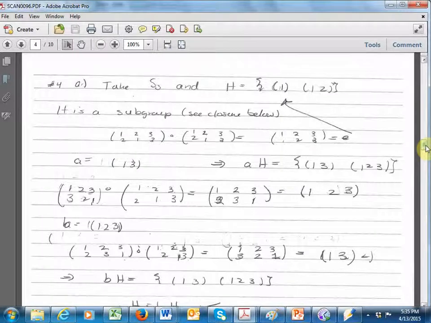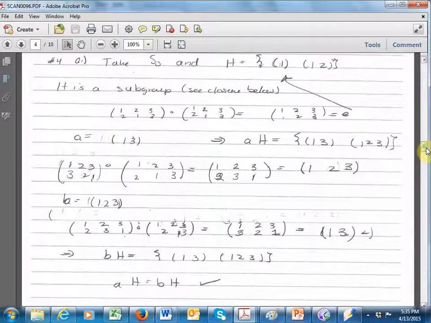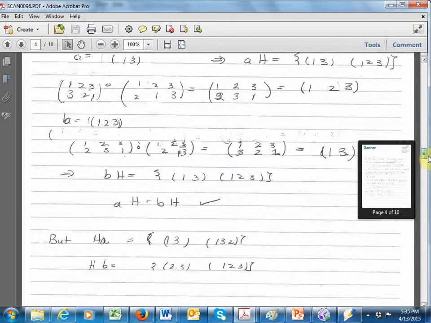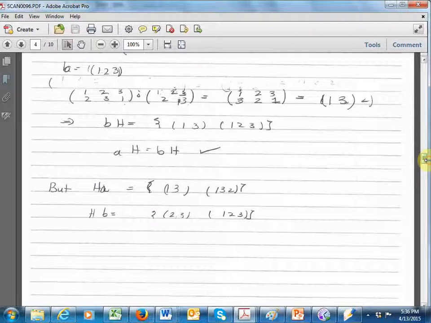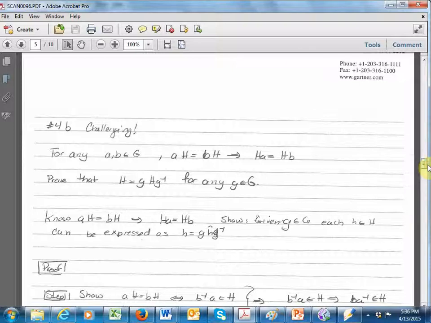I had to mess around with it. You can see my eraser marks on there. I messed around with it, and I got an AH to equal a BH, but HA and HB didn't end up being the same. So this is not true. I think you guys were doing this one in class.